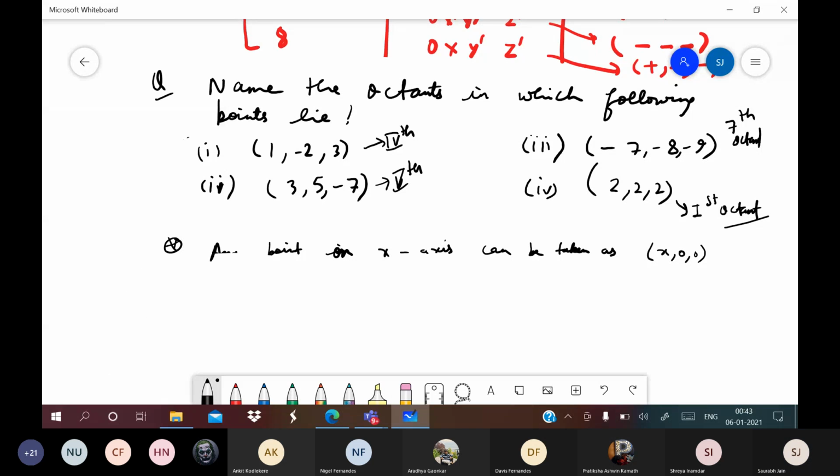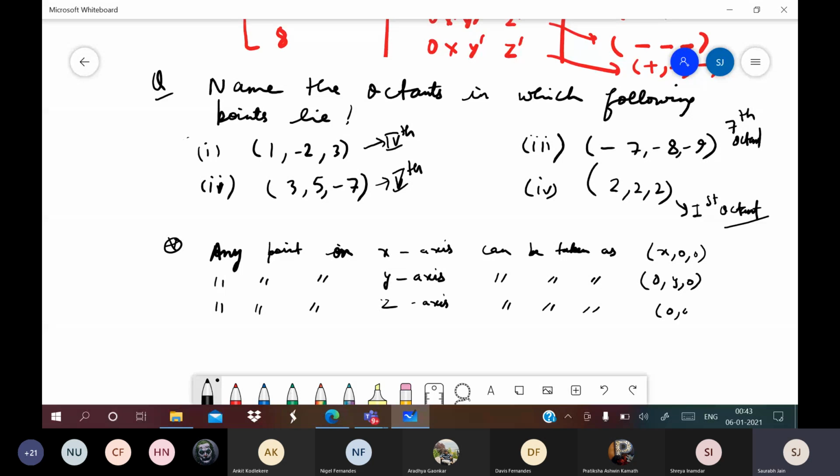Now, this we have already. Anything else? No, sir. All right, so let us take the next point. We were discussing any point on the x-axis can be taken as x, 0, 0. Why? Because if the point is on the x-axis, then there will be no y and no z, so those coordinates are 0. Similarly, any point on the y-axis can be taken as 0, y, 0. And finally, any point on the z-axis can be taken as 0, 0, z.